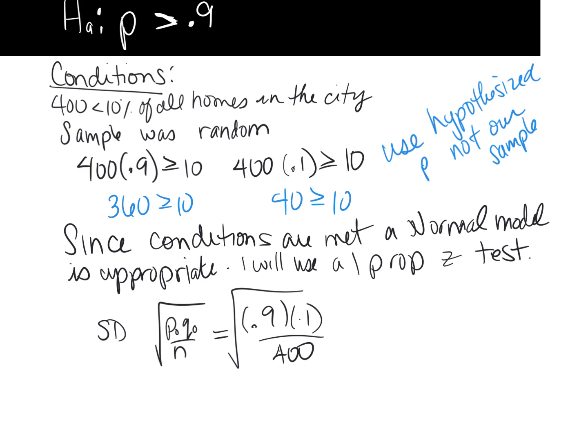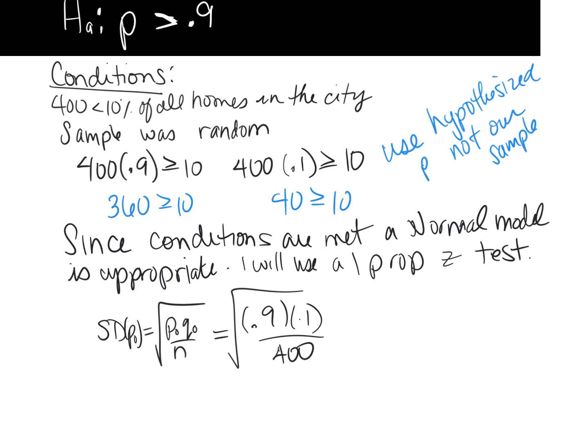Okay, so we are picking up where we left off yesterday. We checked our conditions and we talked about the standard deviation for our hypothesis P naught. Every calculation we do when we're doing a hypothesis test is under the assumption that the null hypothesis is the true proportion. And we're trying to prove otherwise.